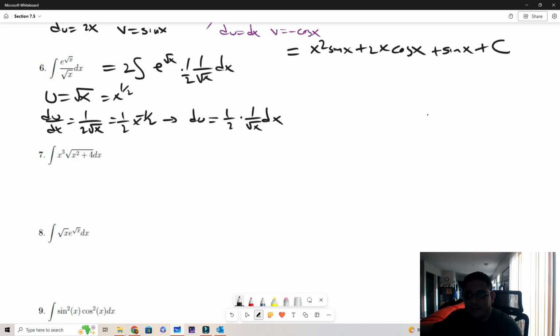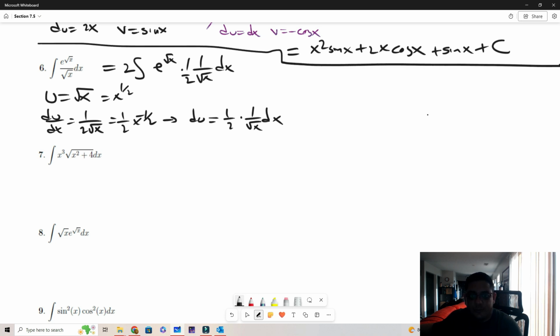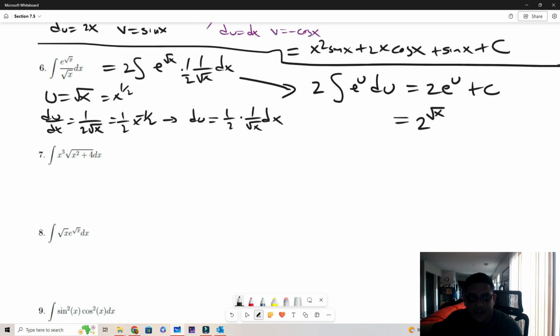And so now this integral transforms into 2 e to the u du. And that's it. This is 2 e to the u plus c after doing the integration. And then I come back to the original variable, 2 e to the square root of x plus c. Sorry, not 2 power, e.